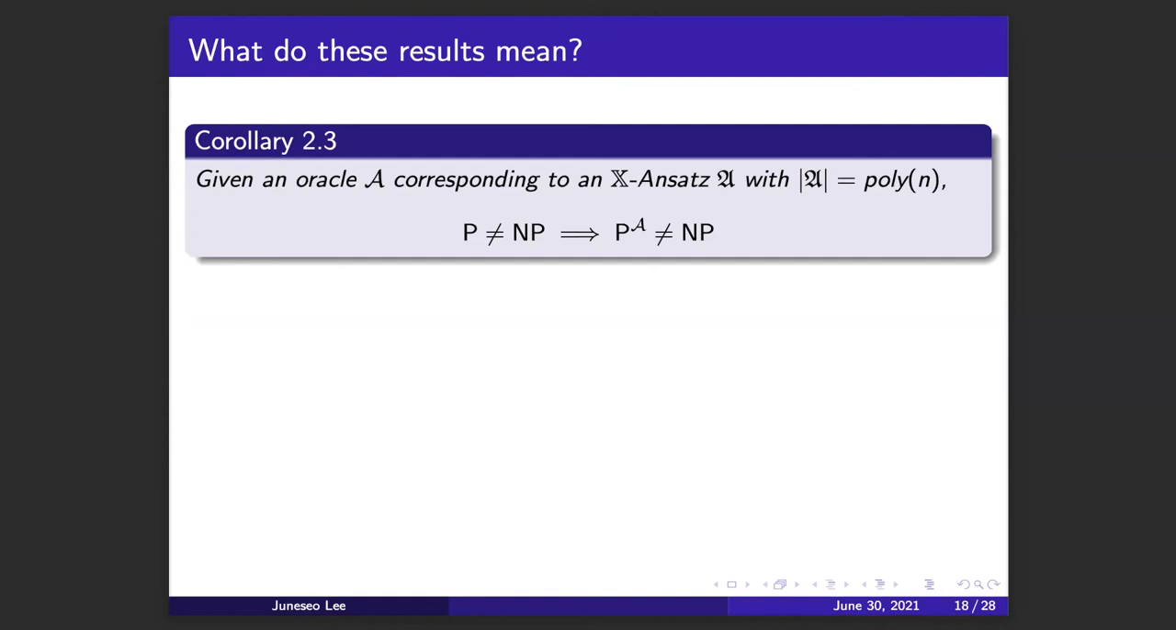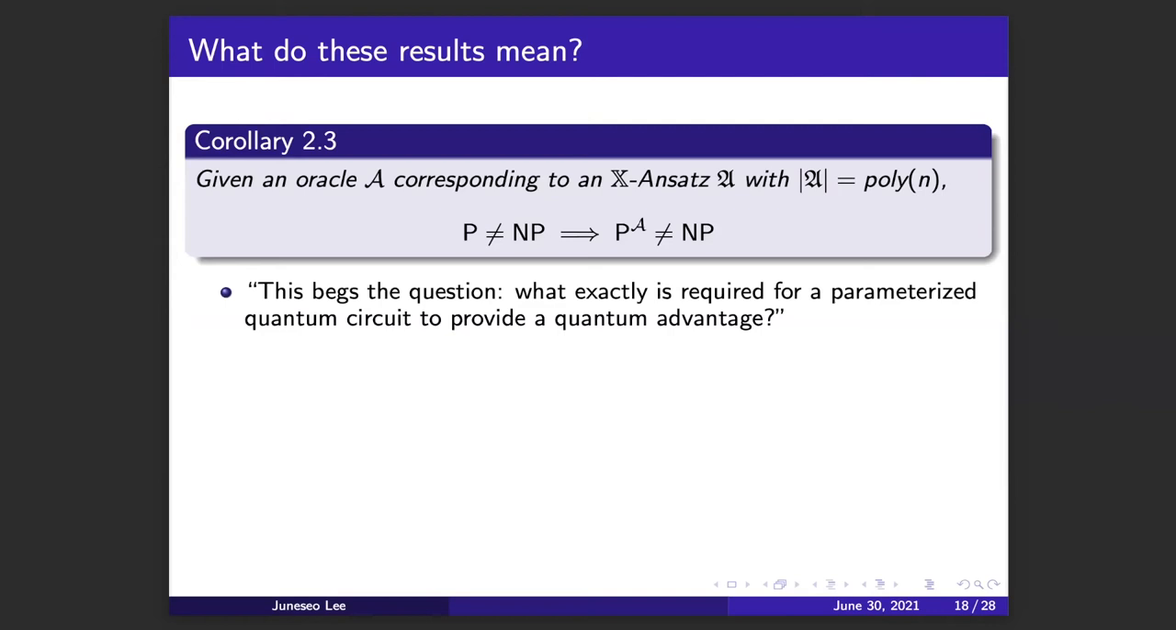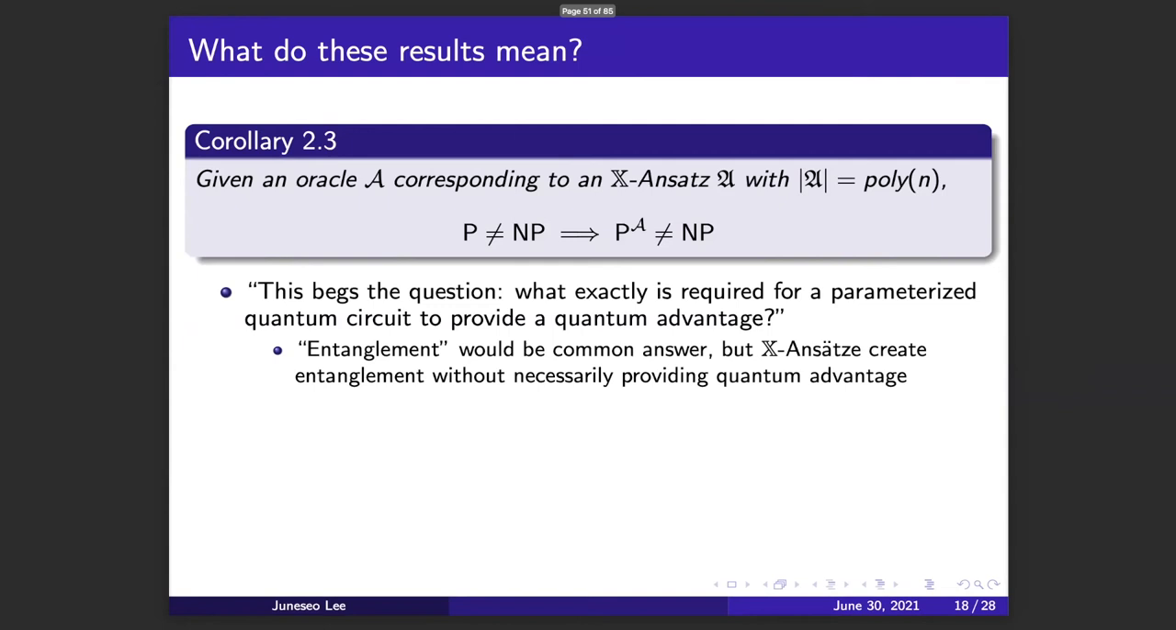Now, this is a line that I'm going to steal from my arXiv paper because I found it pretty catchy, but this begs the question: what exactly is required for a parameterized quantum circuit to provide a quantum advantage? As I mentioned before, most people would cite something like entanglement as the answer, but we've just shown here that the X ansatz, even while creating entanglement, cannot provide a quantum advantage. So what we realize is that simply having entanglement alone would not likely be enough, and you would also need to introduce non-commutativity. Of course, this phenomenon has also been seen in similar settings, such as Clifford gates or IQP circuits, which Jared here helpfully pointed out while we were writing this paper.